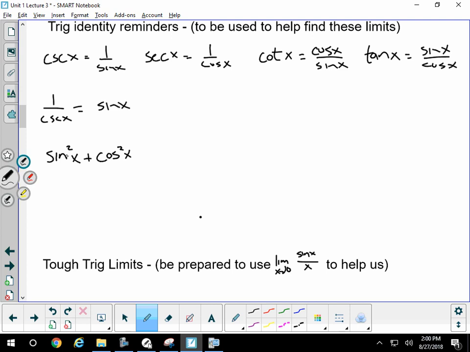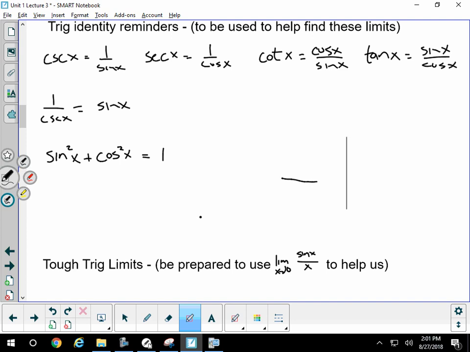Okay, finally, our very important trig identity, sine squared x plus cosine squared x. What does that equal? 1. Where does that come from? And what is that called? Yes, the Pythagorean theorem. Thank you, Mr. Biagini.